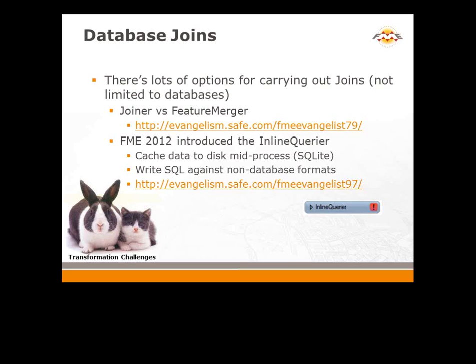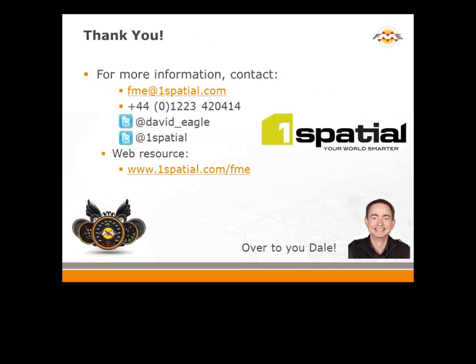There's also a transformer that I've made a good bit of use of. It's the InlineQuerier, and it's a particular favorite of mine because it actually allows you to cache your data to disk mid-process, which allows you to pull data out of memory, and that's sort of a byproduct of its intended use. Really, the main part of this transformer is that under the bonnet it has a SQLite database, and midway through your process you can take non-database formats and put them into a database environment and then write standard SQL against that data. So it's a very interesting transformer.